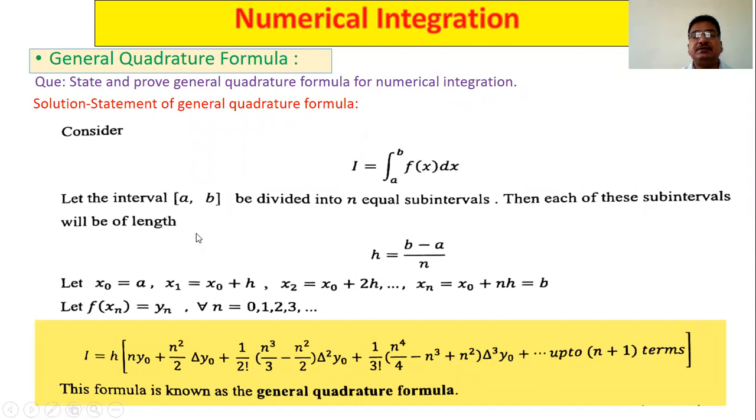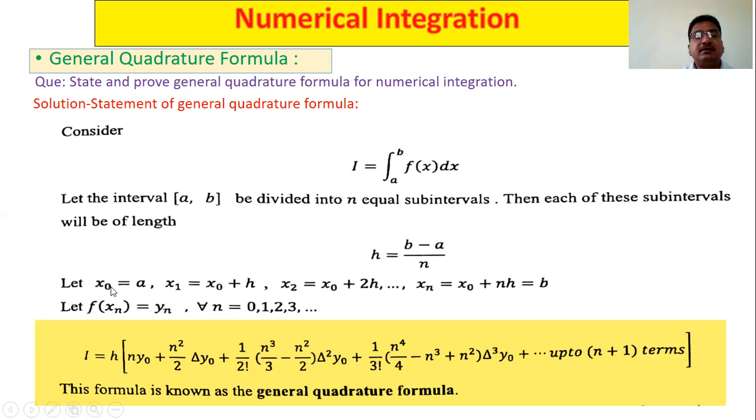Then the length of each interval is h equal to (b minus a) divided by n. B minus a divided by n is the length of each interval. For example, if we divide the interval 1 to 5 into 4 intervals, then the length of each interval is (5 minus 1) divided by 4, that is 1. So we calculate the length of the interval as (b minus a) by n, where n is the number of sub intervals or sub parts.